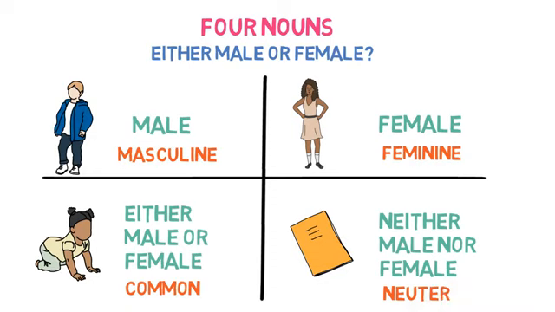neuter gender. So, based on this classification, there are four types of gender. Number 1, masculine gender. Number 2, feminine gender. Number 3, common gender. And number 4, neuter gender.